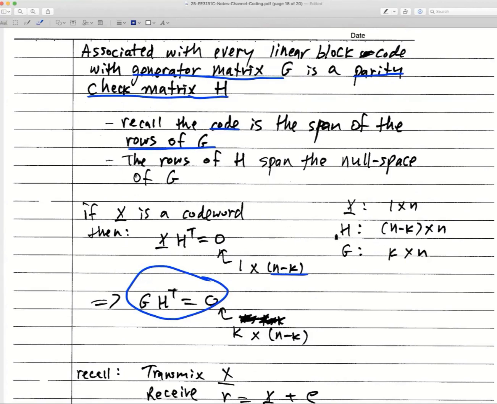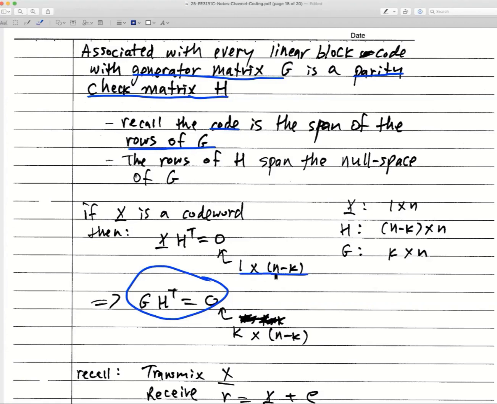G was size k by n, and remember all of this stuff sits in n-dimensional space. Since G is size k by n, the remaining dimensions are n minus k, and again, you embed it into n-dimensional space. So H is of size n minus k by n. Now, X was sitting in n-dimensional space. If you multiply X by H, I need to make the sizes work out, so I have to do X times H transpose, right? X times H transpose is a vector of size 1 by n minus k.